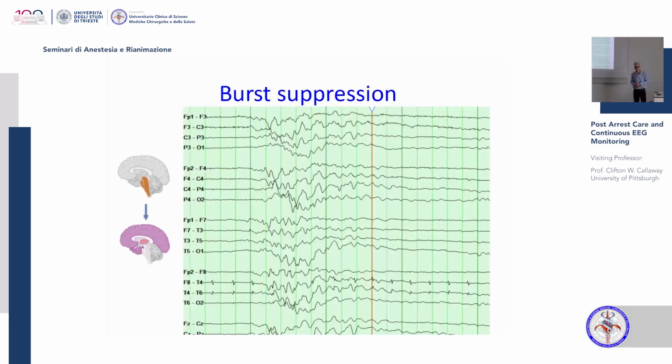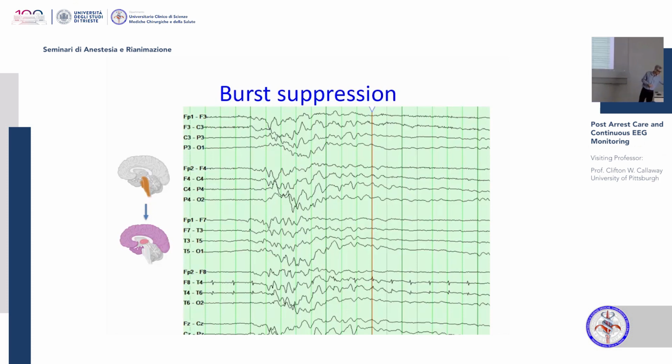So burst suppression would look like this. Most of the time, it's pretty flat, and then there will be a burst of electrical activity. I don't know. It's waves. They're kind of the same in every channel, but it's chaotic. It's a burst. It's suppression.